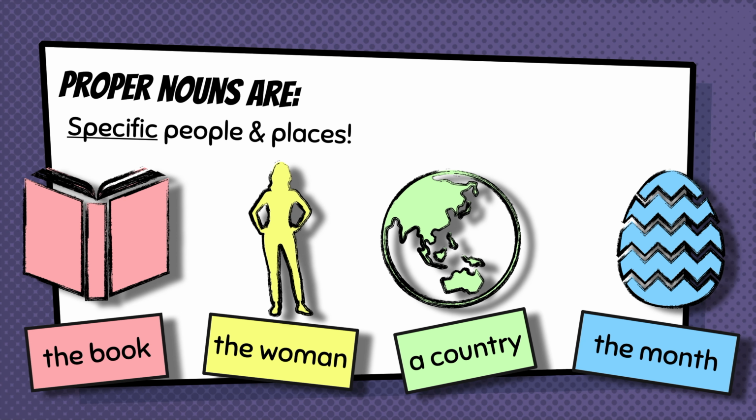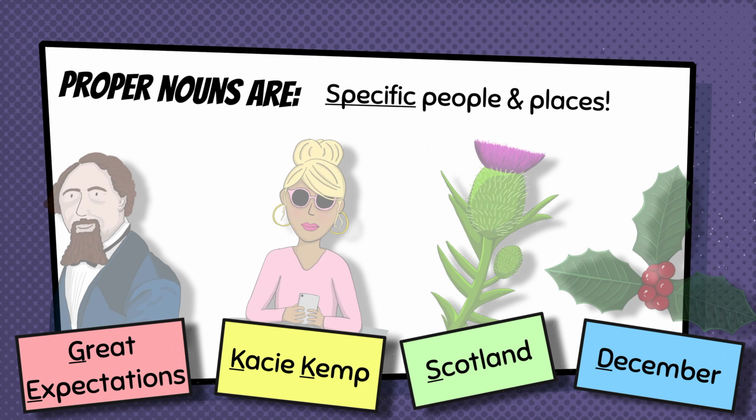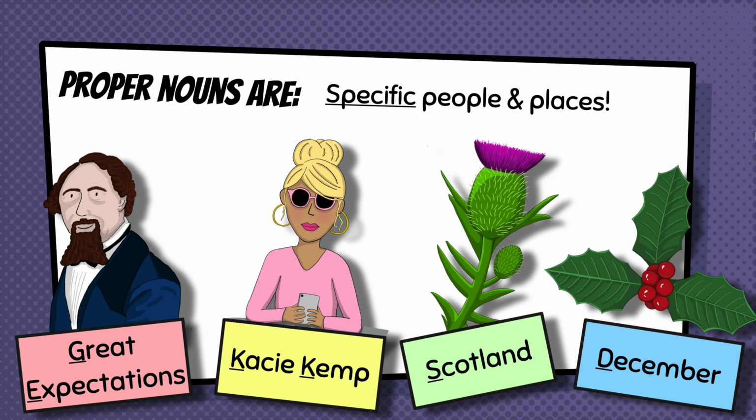So we've got our common nouns, which become our proper nouns. So rather than the basic, unknown, generalised things, now we have some very specific things. So the book becomes Great Expectations, and you can see there that both words in the title of that book are capitalised because the book title is Great Expectations. It's the name of the book.